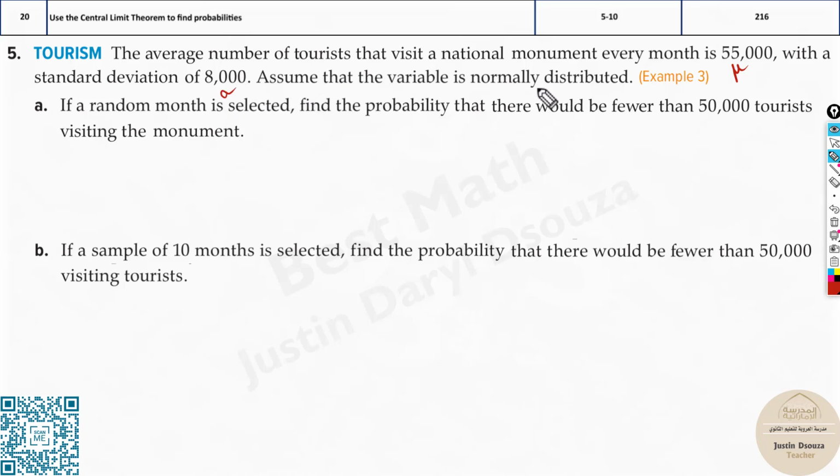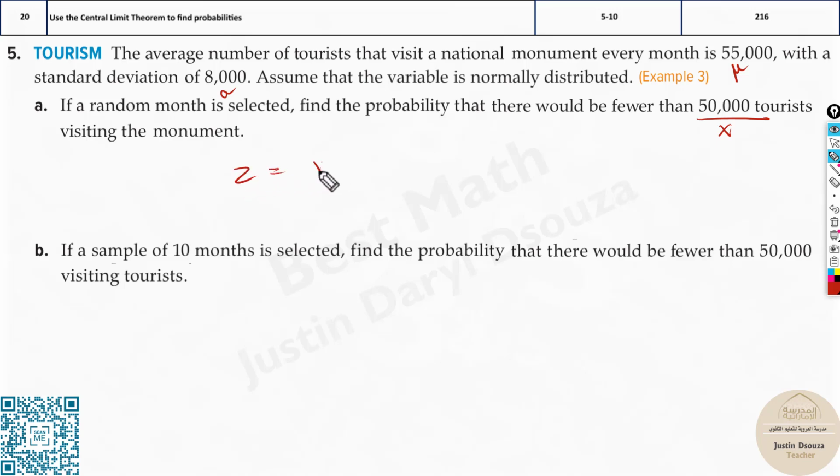Assume that the variable is normally distributed. We can do a normal distribution graph, or we can use the rules of that. Now, if a random month is selected, find the probability that there would be fewer than 50,000 tourists. This is the x value. We have done a similar problem just a while ago in the previous question, question number 19. So now we will do the same thing.